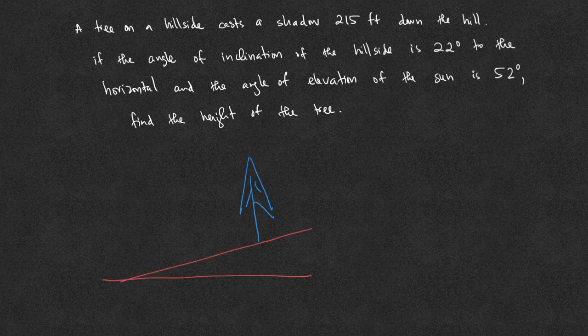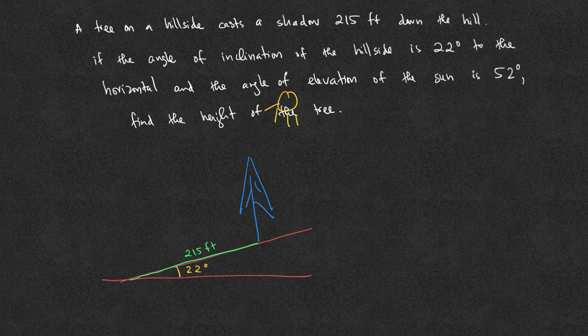First, we assume that the tree is on the hill and it is not at the ground level. The tree casts a shadow down the hill, and this shadow has a distance of 215 feet. The sun must have shined in the opposite direction. The angle of inclination of the hillside is 22 degrees to the horizontal. So this angle is 22 degrees.